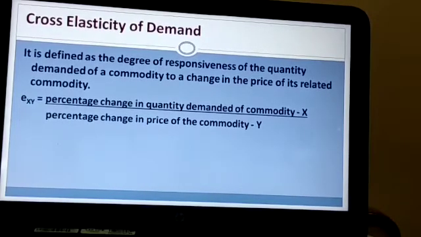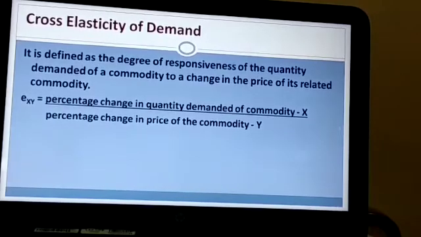Suppose there are two commodities X and Y. So we will study how the demand of commodity X is affected by the price of commodity Y. Coming on to the definition, it is defined as the degree of responsiveness: how does the demand of one commodity change due to change in price of the related commodity?